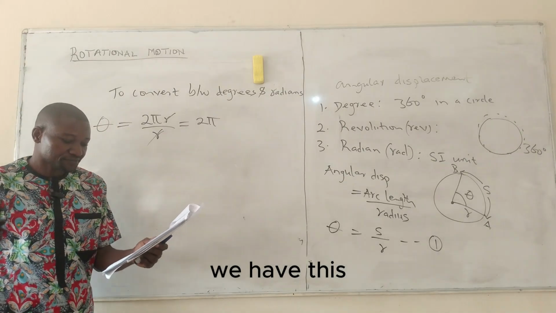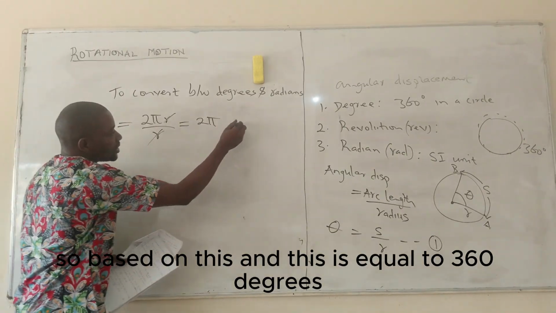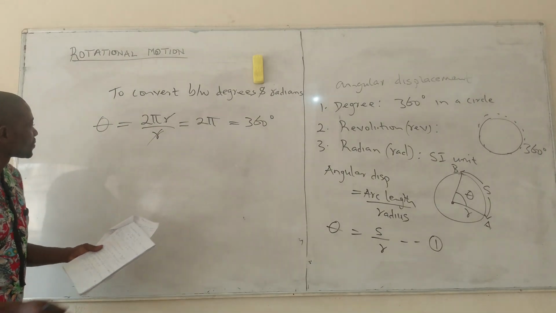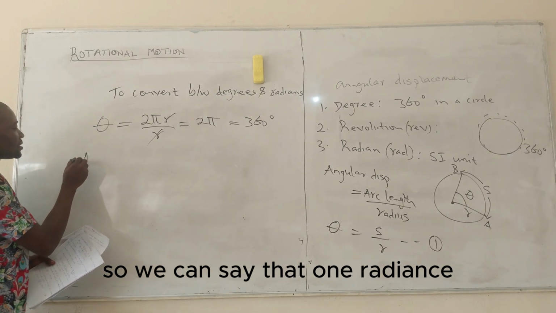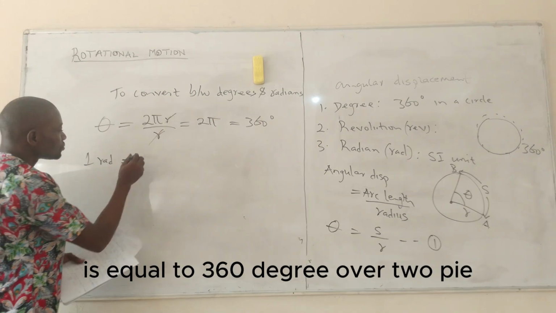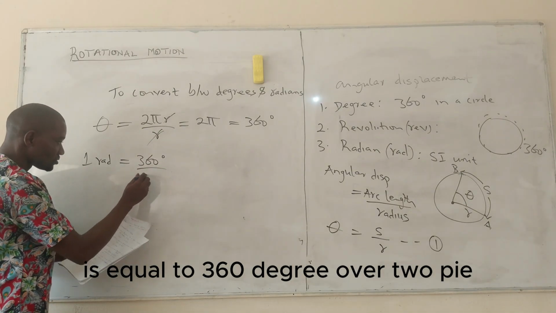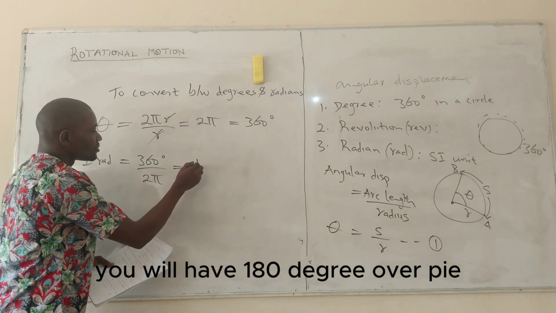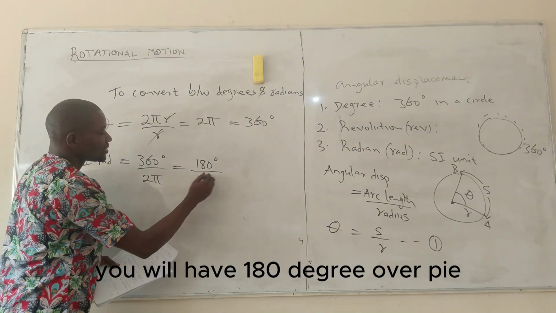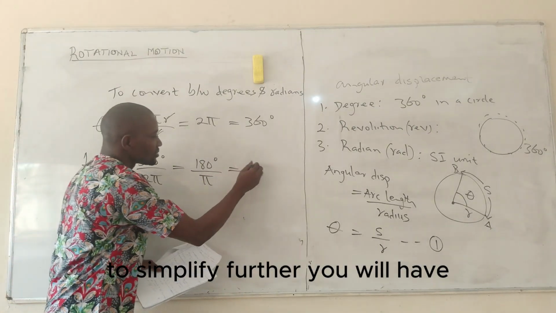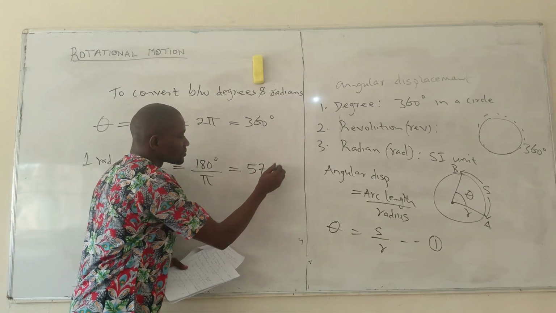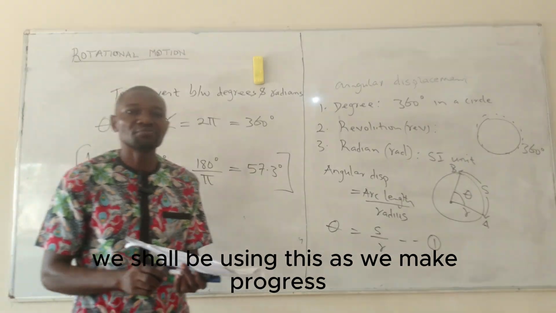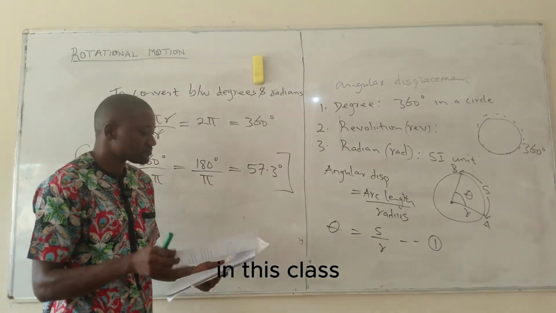we have this. So based on this, and this is equal to 360 degrees. So we can say that 1 radian is equal to 360 degrees over 2 pi. And if you simplify this, you will have 180 degrees over pi. If you simplify further, you will have this. So please let's take note, we shall be using this as we make progress in this class.